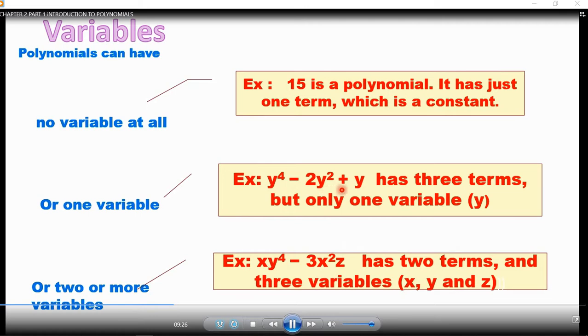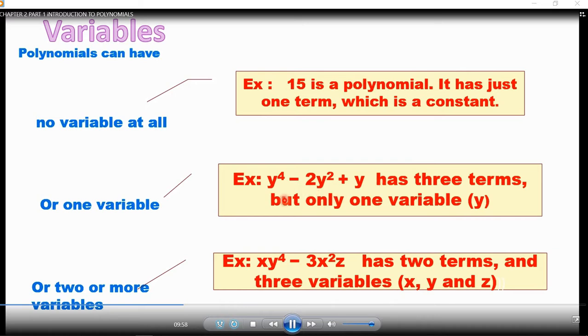What about this polynomial? How many terms are there? Yes, there are 3 terms. How did you make it out? Because you are seeing that first and the second term is separated by the operation subtraction. So first term, second term. And what about the third term? It is separated from the second term by the operation addition. So altogether there are 3 terms.